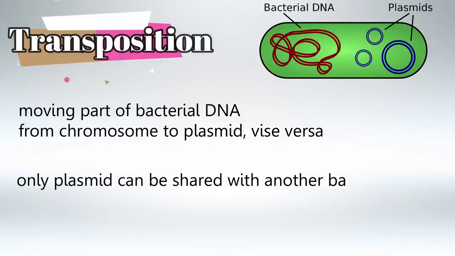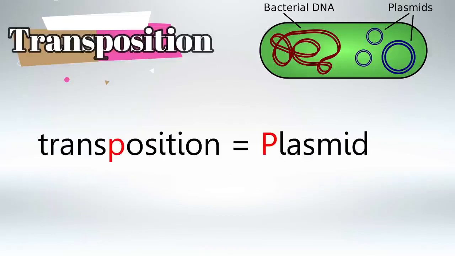Keep in mind that if the bacteria want to share its DNA with another bacteria, it can only share its plasmid, not the chromosomes. So the plasmid is smaller and readily accessible. Just remember that transposition has to do with plasmid.